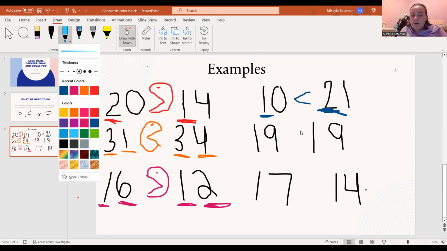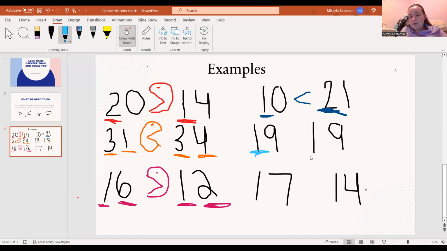Next up we have 19 and 19. Well, let's look at it real fast. We have a 1 in the tens place and a 1 in the tens place. Okay, those are the same numbers. And then next we have a 9 in the ones place and another 9 in the ones place. So they are the same numbers. So instead of trying to eat one, we're going to put an equal sign.